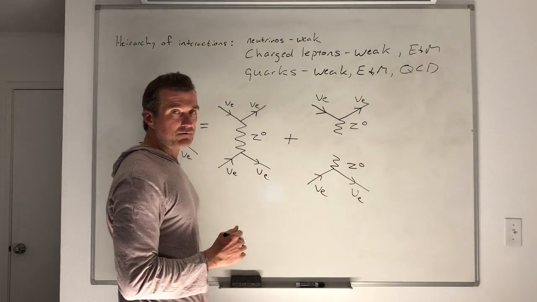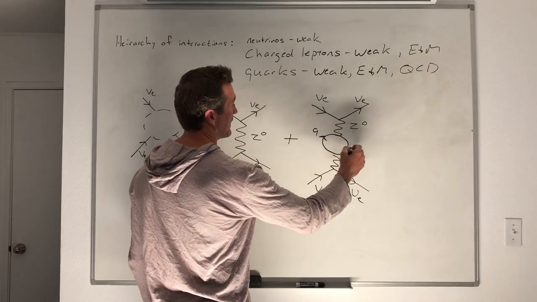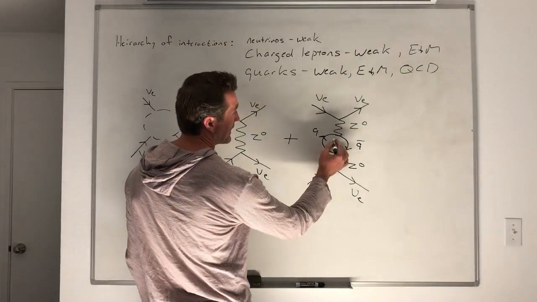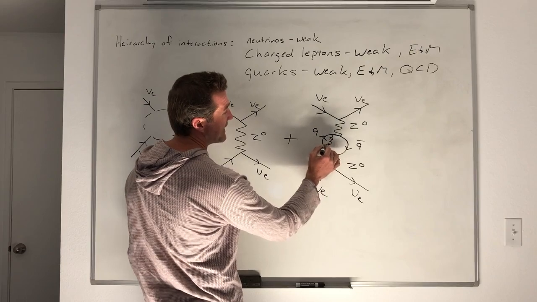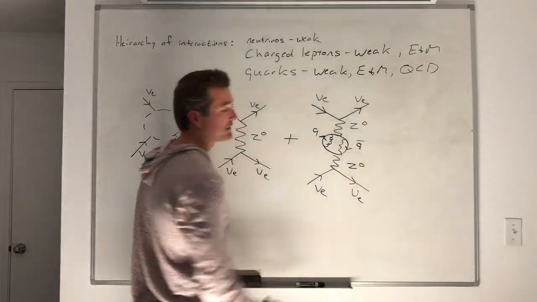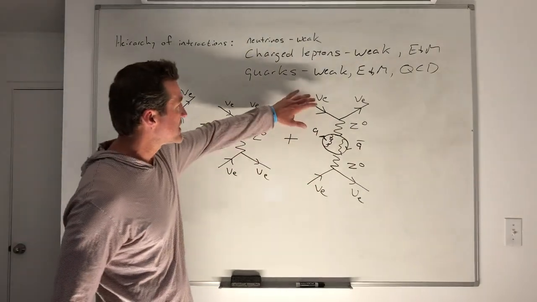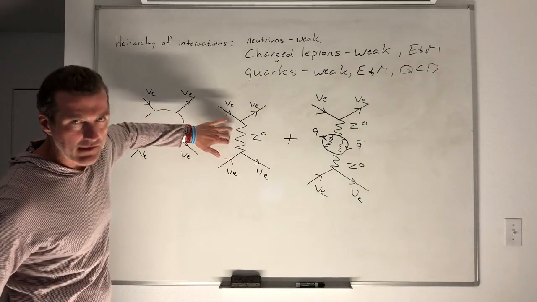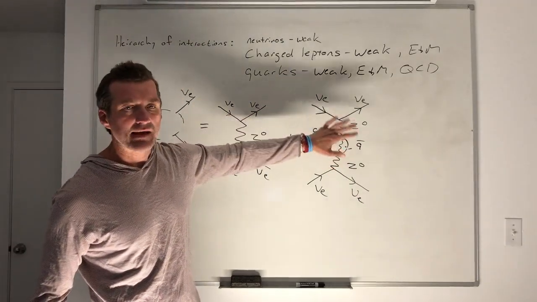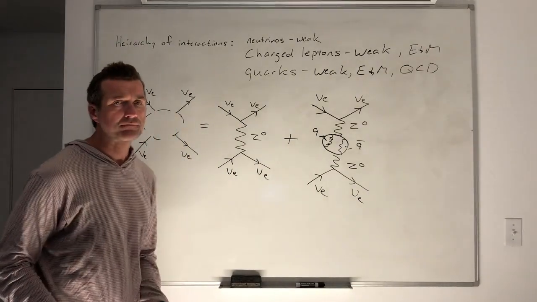But that Z-naught boson, in its virtual process, could happily split up into a quark-antiquark pair. Okay? And that quark-antiquark pair could interact with itself via the exchange of gluons, because they're quarks, or through the exchange of photons, because they're charged. So it turns out that when you consider higher order diagrams, even though neutrinos only interact directly via the weak interactions, that does not mean that the electromagnetic and the strong interactions don't eventually play a role in their virtual states. Okay? Does this make sense?